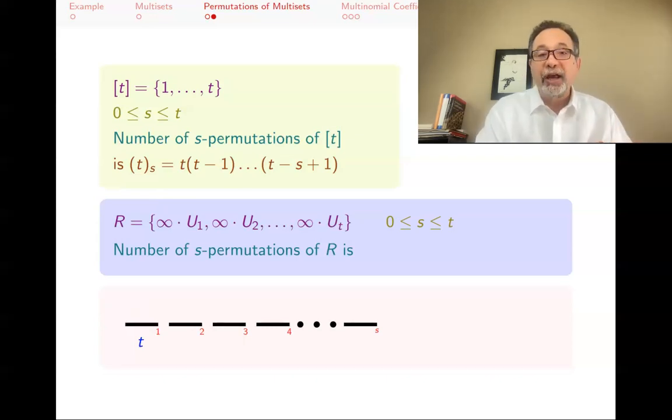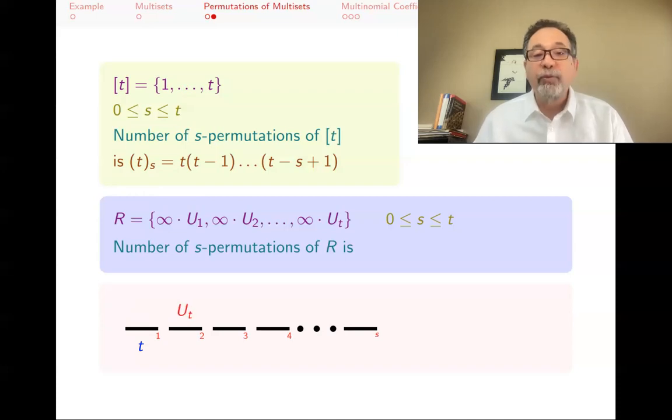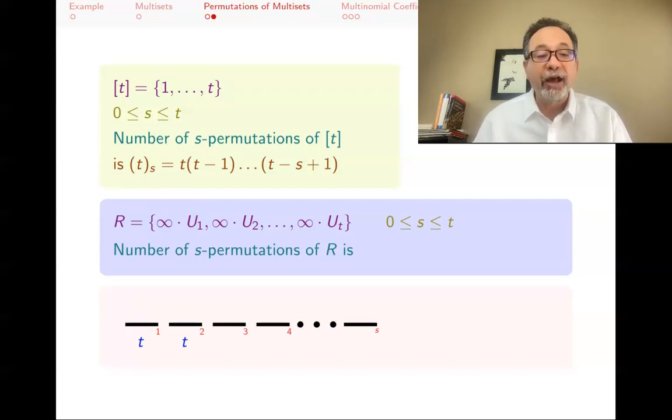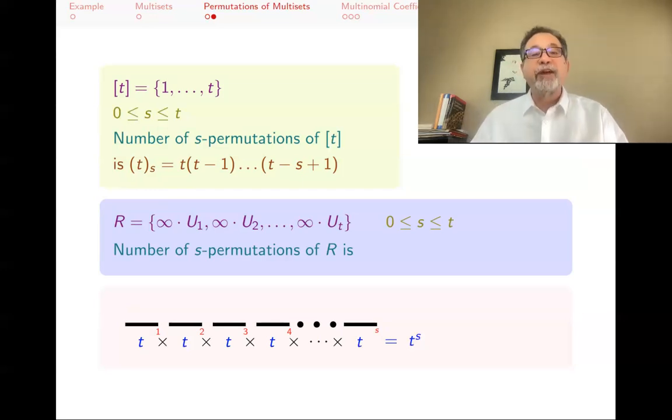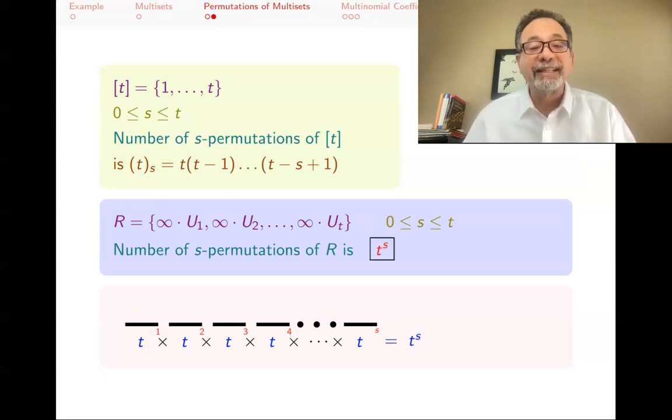Regardless of what I used there, there's no restrictions. I can use the same ones or different ones, but any one of the T choices for the second spot. So I have another T choices for the second spot. And again, the multiplication principle tells me that I have T times T choices so far. I have another T choices for the third one and another T choices for the fourth one, all the way till the end. And so the answer is going to be T to the S. So the number of S permutations of a multiset with infinite repetition numbers is T to the S.